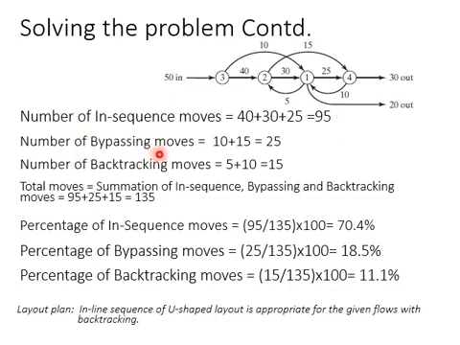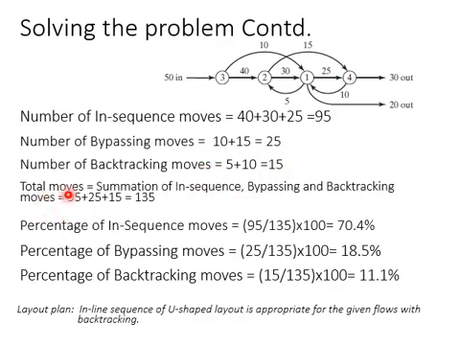Now the number of bypassing moves. We can compute that from machine 3 to 1 it is bypassing machine 2, so 10 parts are moving. From machine 2 to 4, 15 parts are moving, so the total is 25. Now the number of backtracking moves. Whenever the parts move in the reverse direction, from machine 1 to 2 we can see 5 moves, and from machine 4 to 1 there are 10 moves, so that gives a total of 15 backtracking moves.